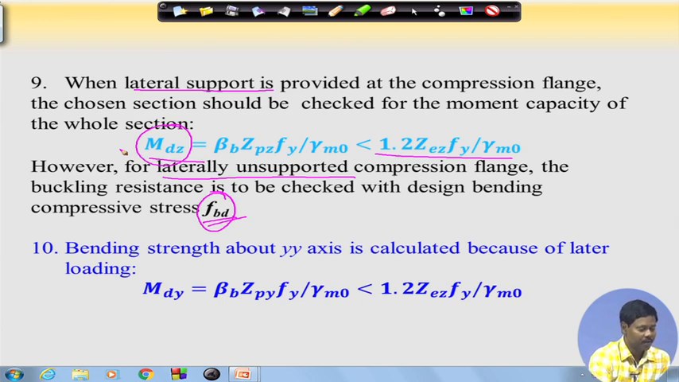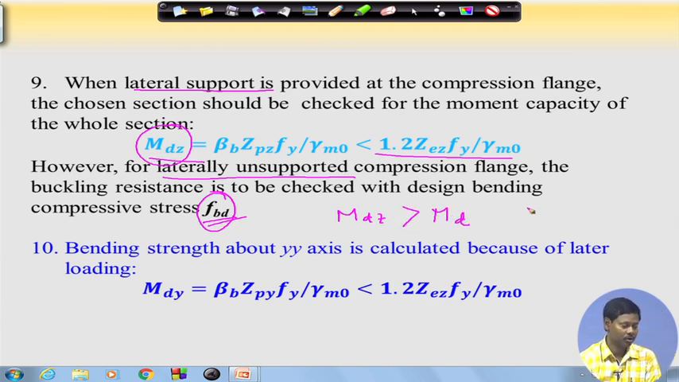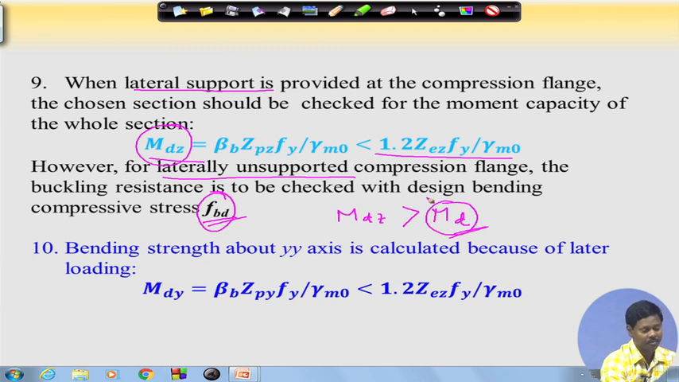So, MDZ we will find out, and this MDZ value has to be greater than the factored moment due to vertical load, MD. If it is okay, then fine. If it is not okay, then what do we need to do? We need to increase the section size, so that the bending strength of the section is sufficiently more than the factored bending moment.